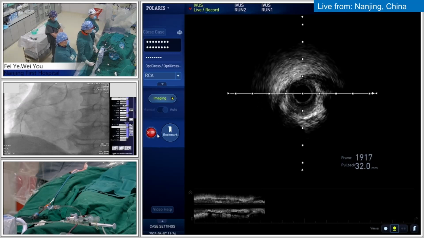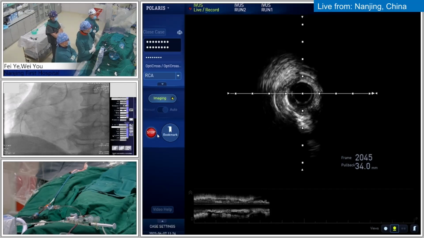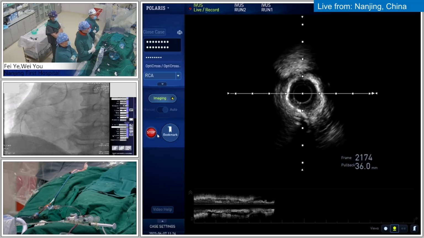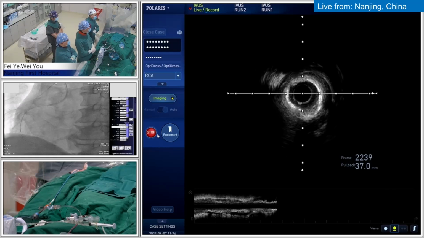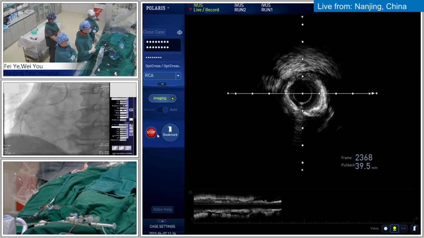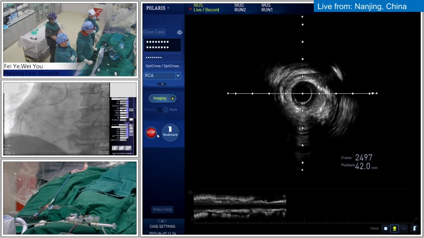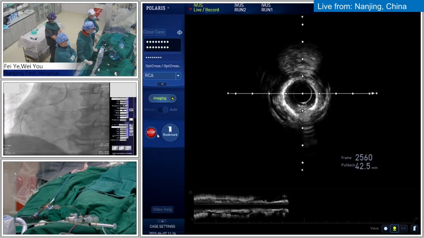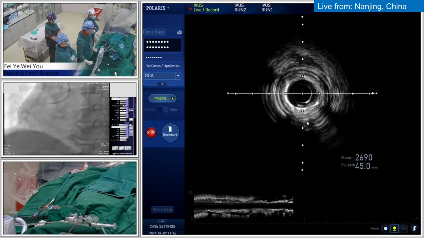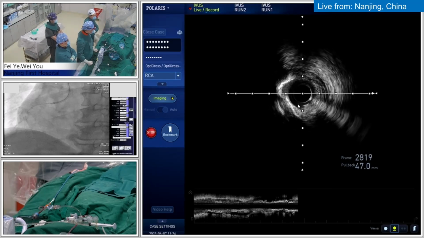Maybe the lumen diameter is about 2.0. Okay. It seems like we have reverberation, right? Here the angle is nearly 360 degrees. Okay. The length is less than 5 millimeters. Okay, here you can see the crack. Yes, you can see the crack.